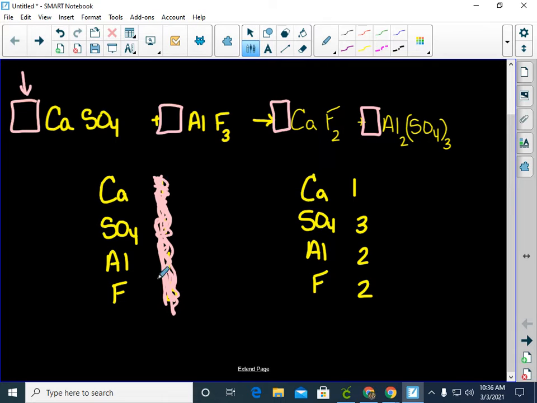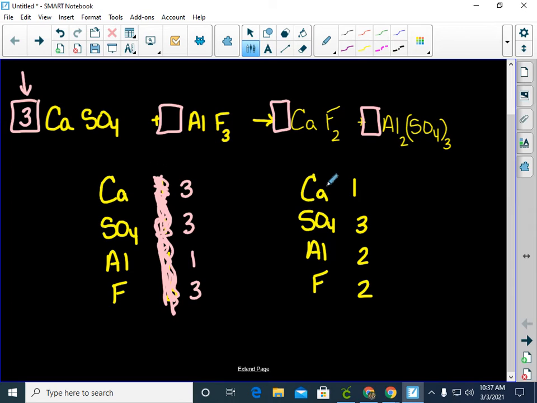Okay? We have to get new numbers here. When I put a number here, all these numbers are going to change. What number do you want to put there that when distributed out to this CaSO4 is going to give me 3 SO4s? 3. So now I recount. 3 calciums, 3 SO4s. These guys didn't change, 1 and 3.